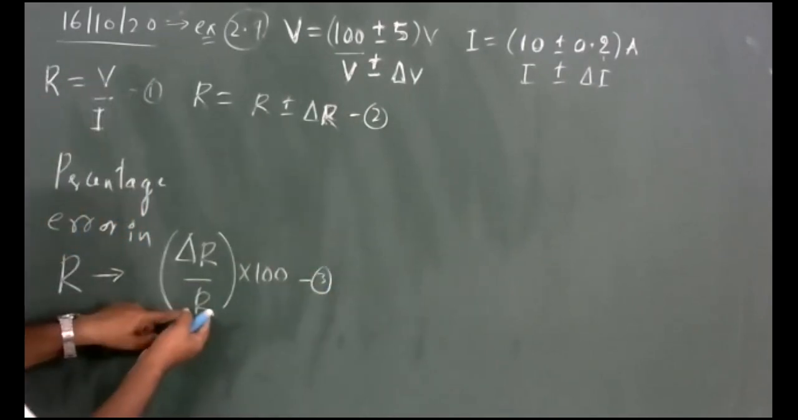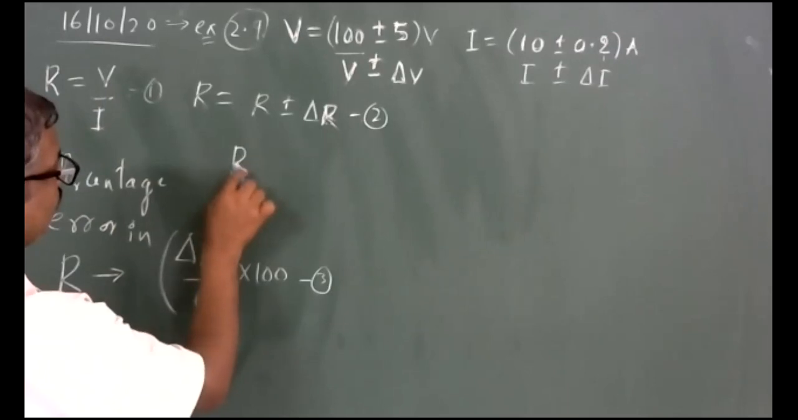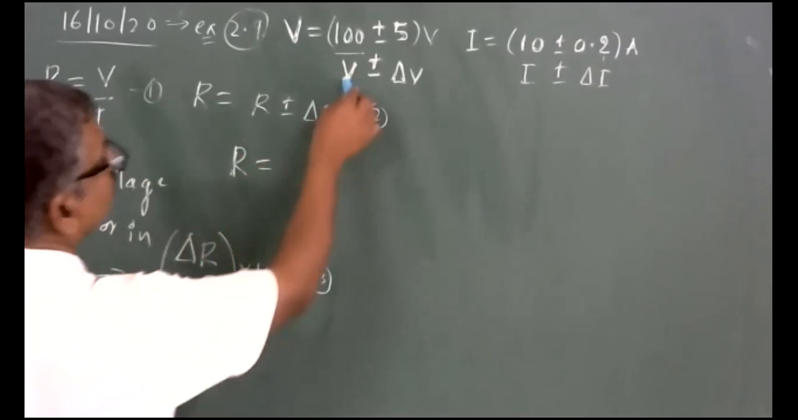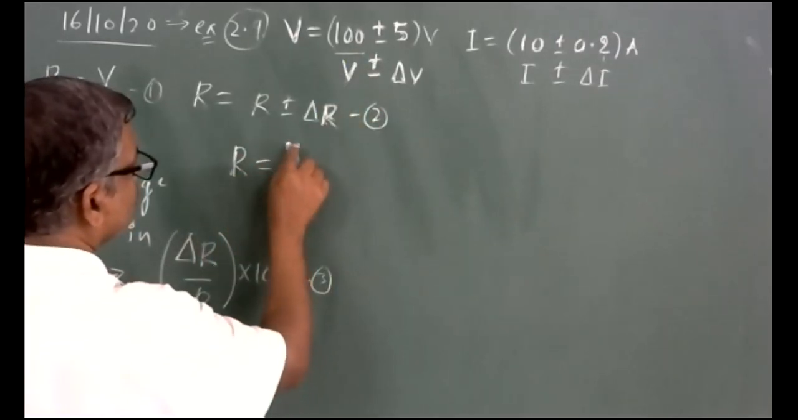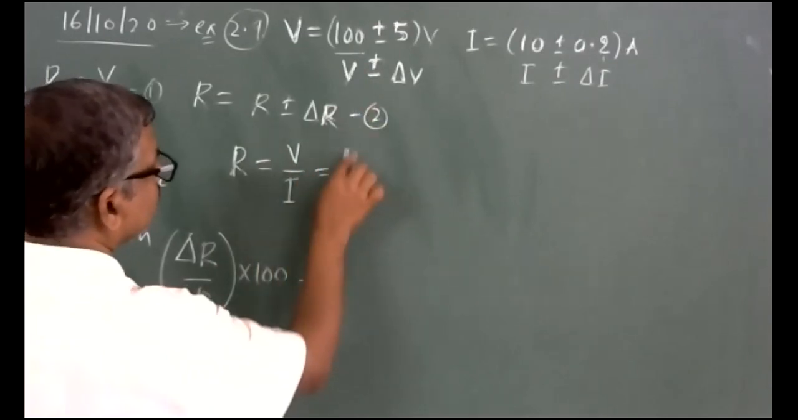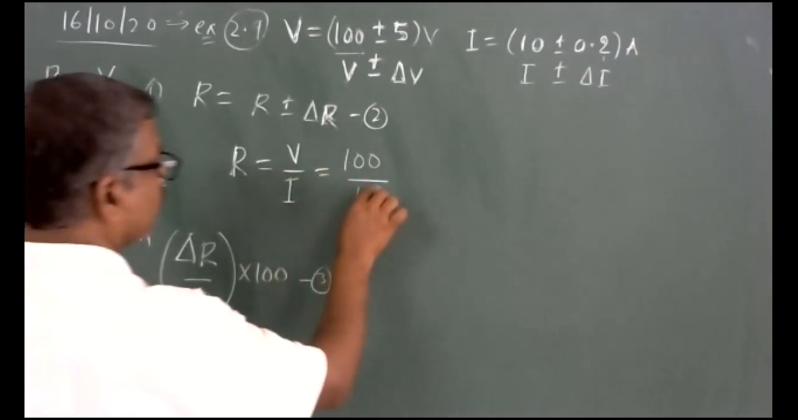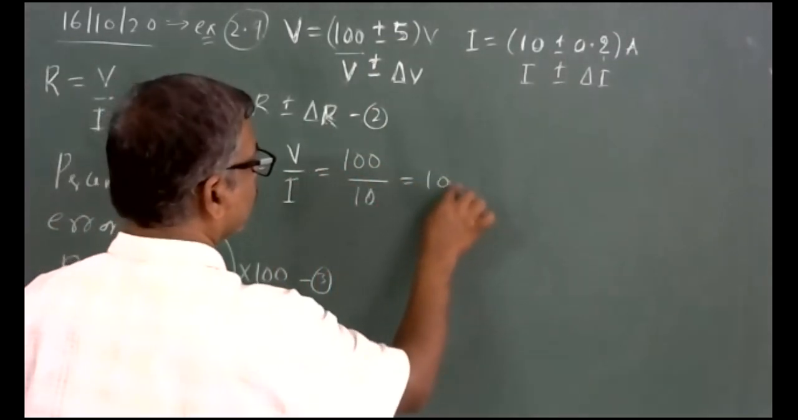Let me first calculate what R is. R is equal to V by I. So R is equivalent to V by I. V is 100, so 100 upon 10. So this is going to be 10.